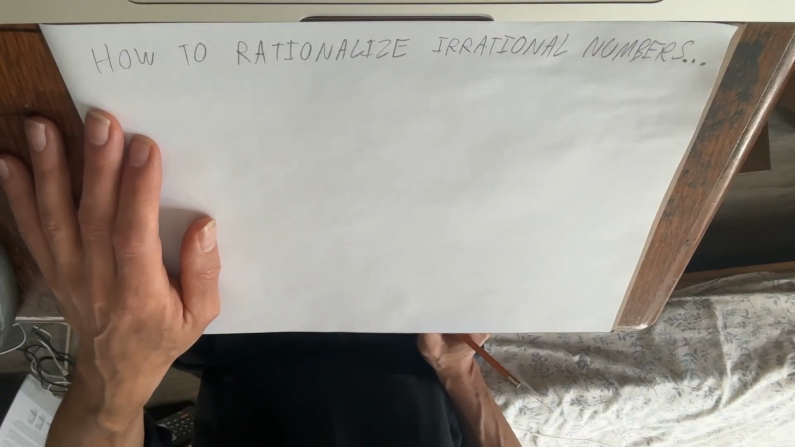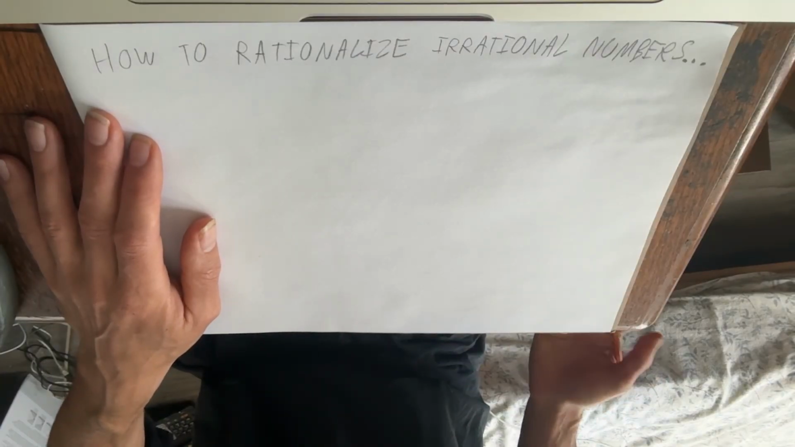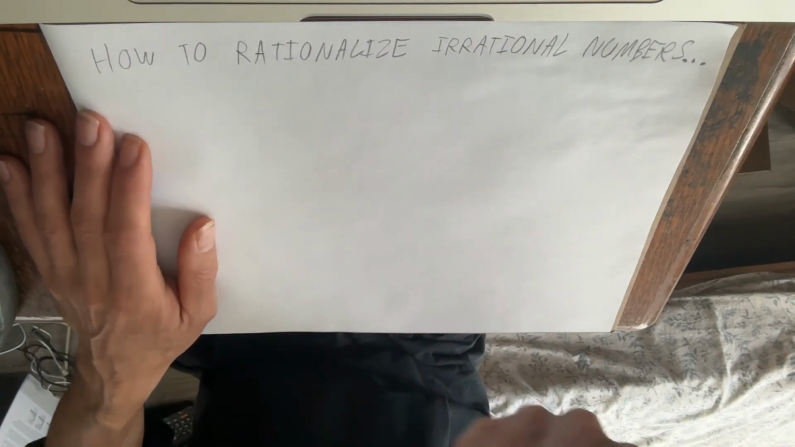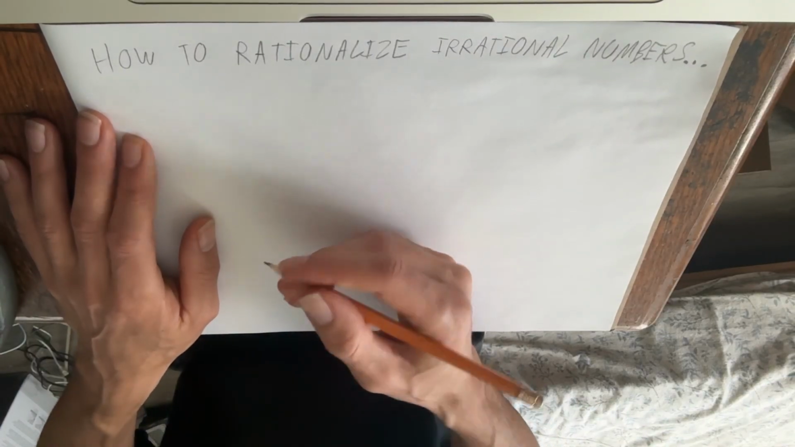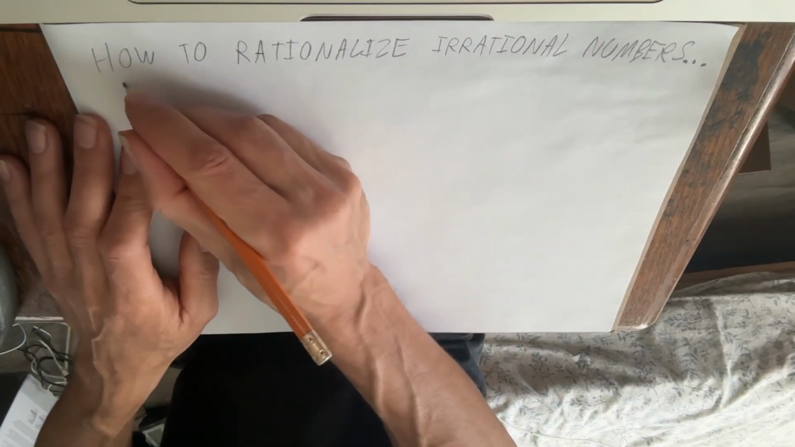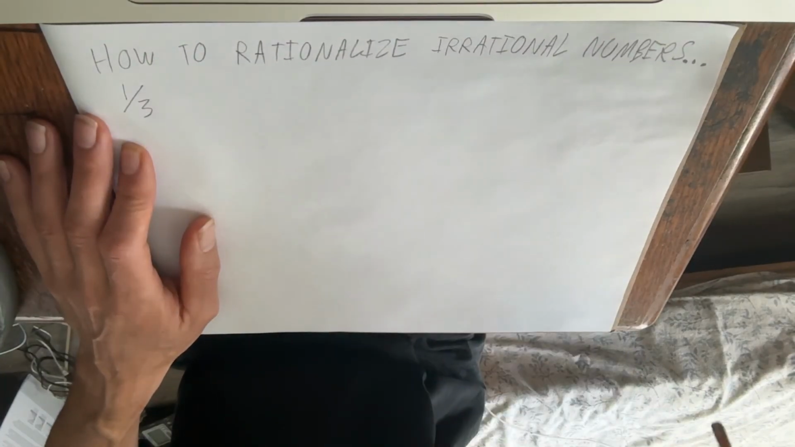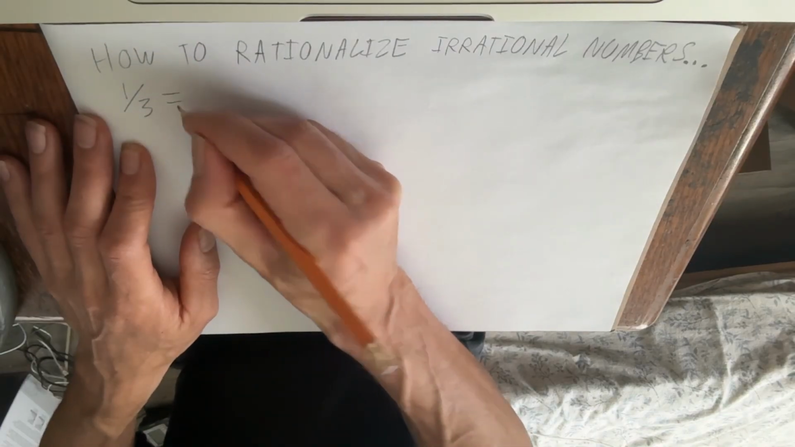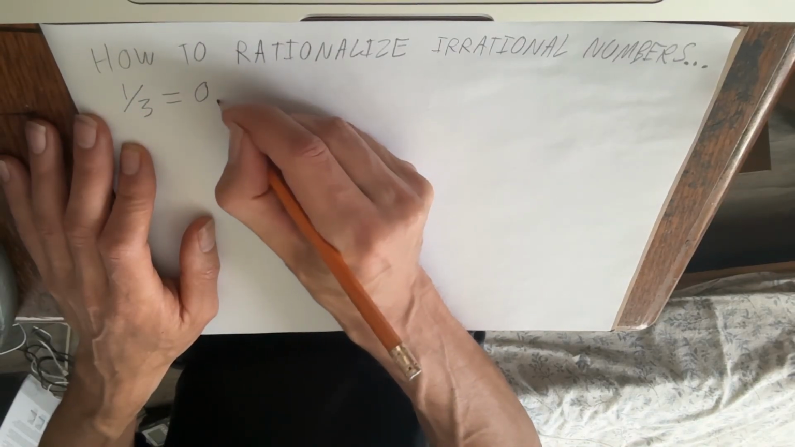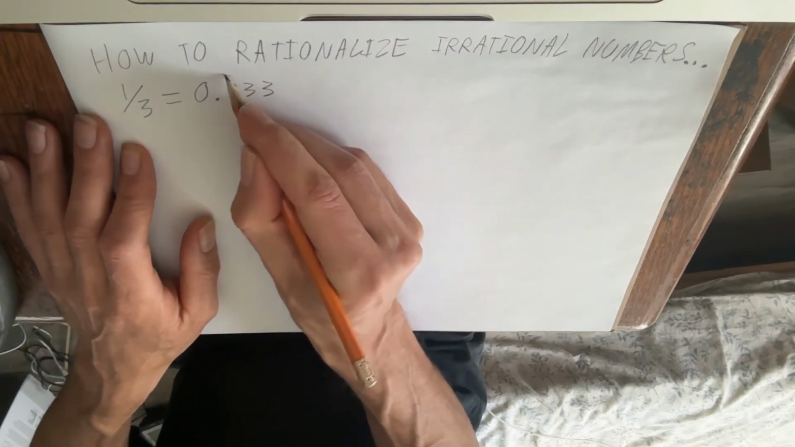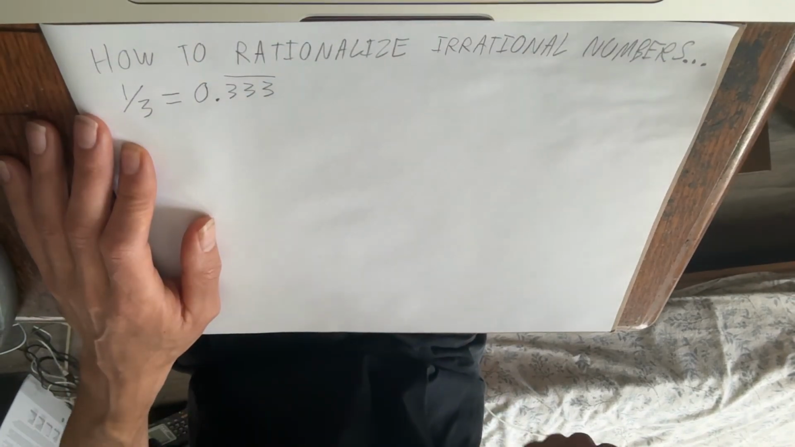How to rationalize irrational numbers. Now, have you ever gone on your calculator when you're working with our numerical system and you go 1 divided by 3? What do you get? 0.333 repeating. Right?